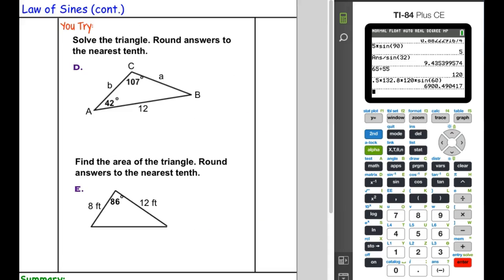Here we go. We got 2 problems here. The first one, you're going to solve the triangle. That means I want you to find the measure of angle B, side length b, and the side length a. And then for the second, I want you to use that 8 feet, 12 feet, and angle of 86 degrees, and find the area of the triangle. Round all of your answers to the nearest tenth.